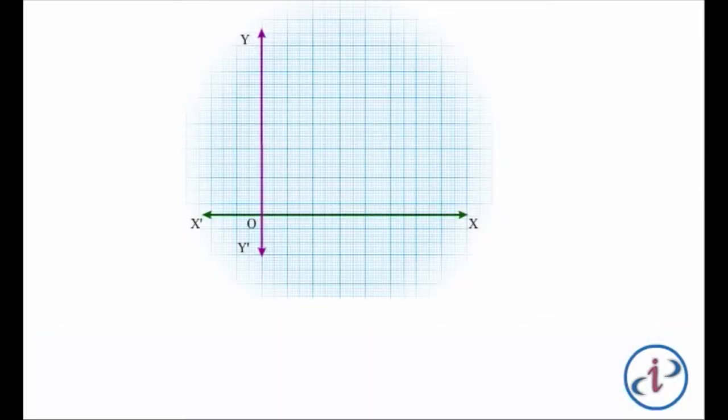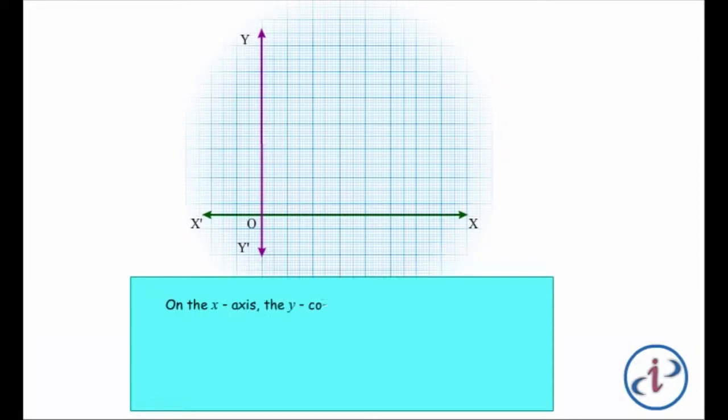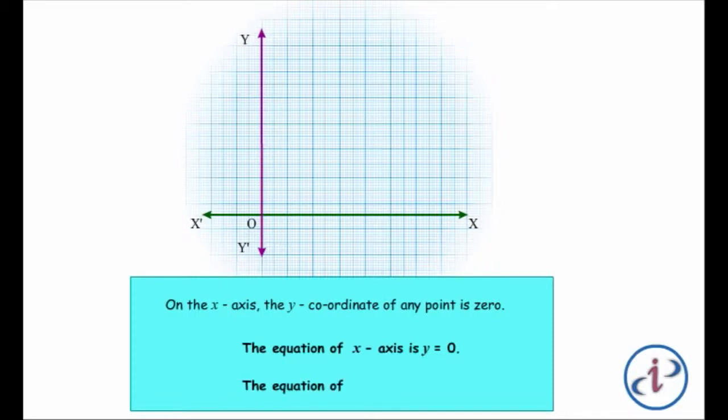Since we know that on the x-axis, the y-coordinate of any point is 0, hence the equation of the x-axis is y equal to 0. Similarly, the equation of the y-axis is x equal to 0.